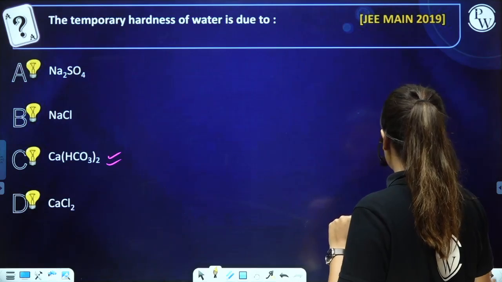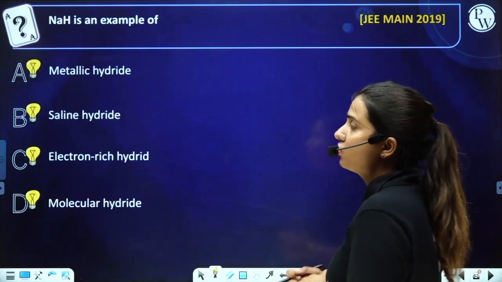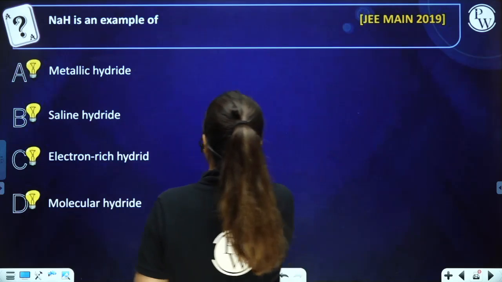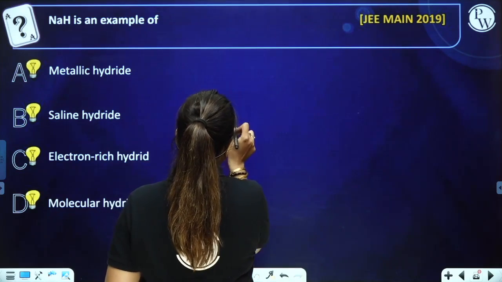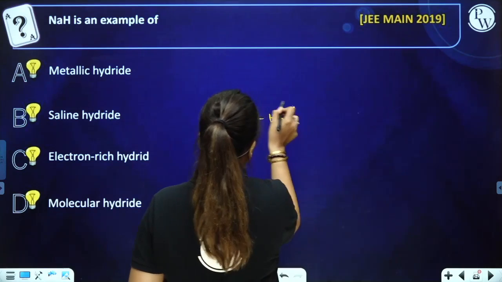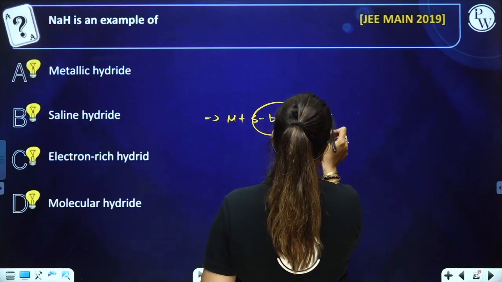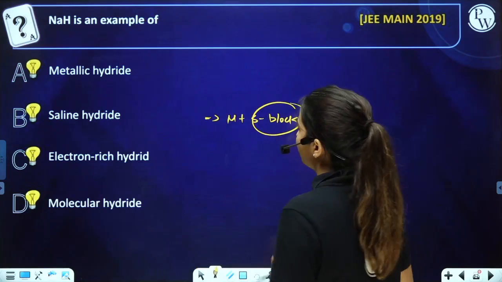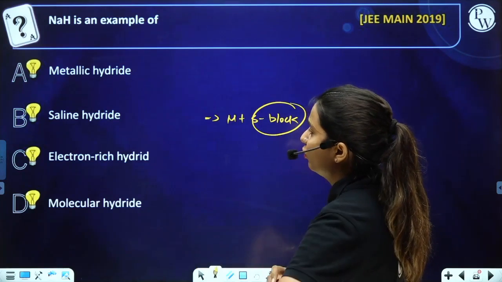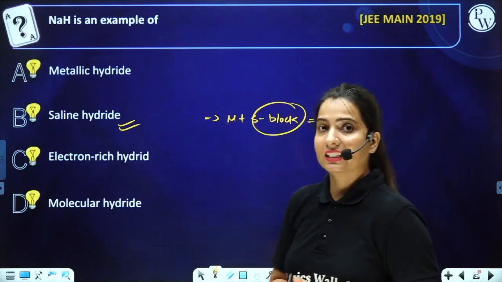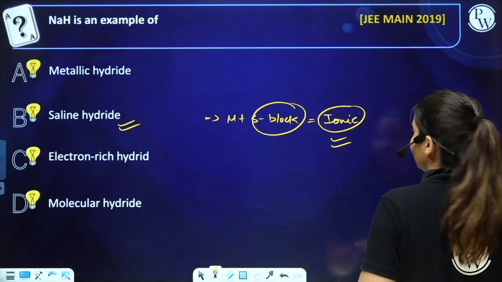Now we have the next question. NaH is an example of sodium hydride. You know that when hydrogen combines with the S block elements, it forms the hydride which is known as the ionic hydride, which is also called as the saline hydride. Okay, so remember this thing.